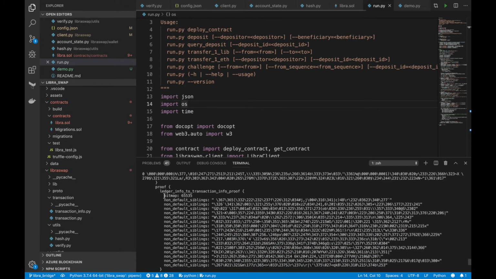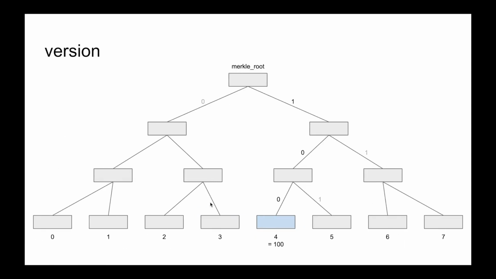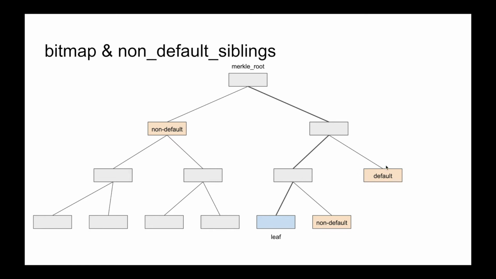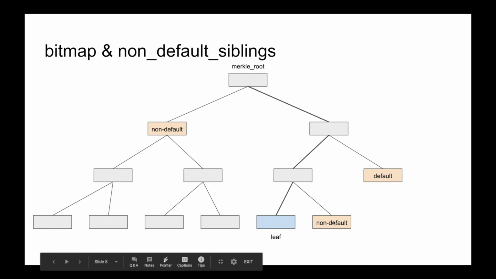Let's look, there is a bitmap and some non-default siblings. So the bitmap indicates which siblings are default. 1 means non-default and 0 means default. Since the transaction accumulator is growing larger, very often the tree is not a full binary tree. Therefore, a placeholder is needed to maintain the Merkle root calculation. For example, in this case, the right one here is the placeholder. The binary representation of the bitmap will be 101, or 5 in integer representation.